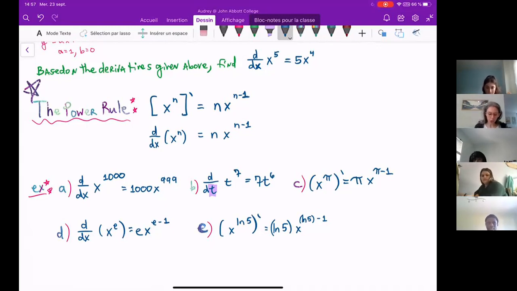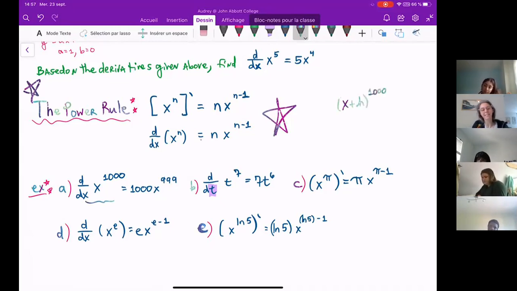Okay, so this is our power rule, and our power rule is incredibly powerful. Can you imagine trying to plug x to the 1000 into the limit definition of the derivative? You would have to expand x plus h to the power of 1000, which means you'd have to multiply x plus h by itself 1000 times. Does that seem like a fun thing to do with the limit definition of the derivative?